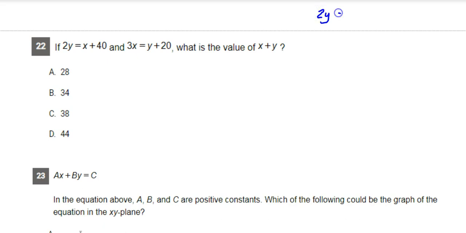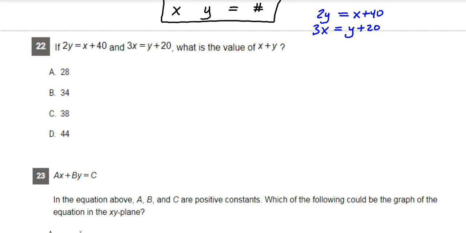I have 2y equals x plus 40. And then I have the 3x equals y plus 20. Well, the main idea for elimination is I like to get it set up to where I have 3 columns. I have x's, I have y's, I have my equals, and then I have my numbers. And I just like to get them set up in that format so that they're matching columns. And that helps me eliminate better.